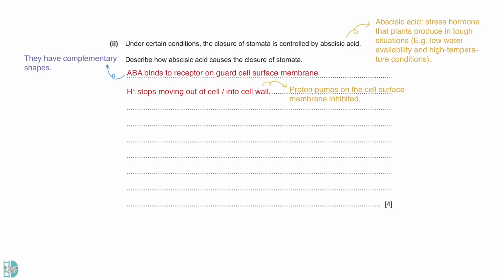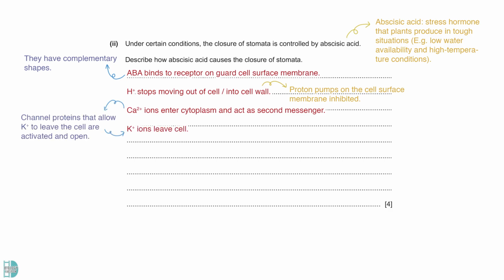This is because it inhibits proton pumps on the cell surface membrane. Calcium ions will then enter the cytoplasm of the cells. They act as a second messenger. Channel proteins that allow potassium ions to leave the cell are activated and open. Potassium ions leave the cell.